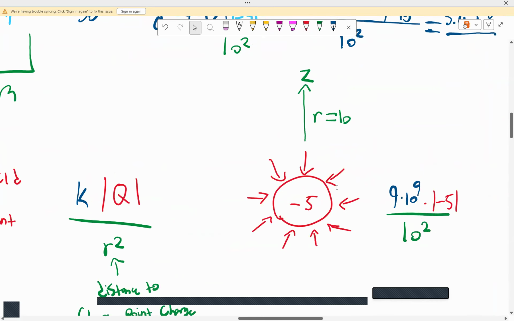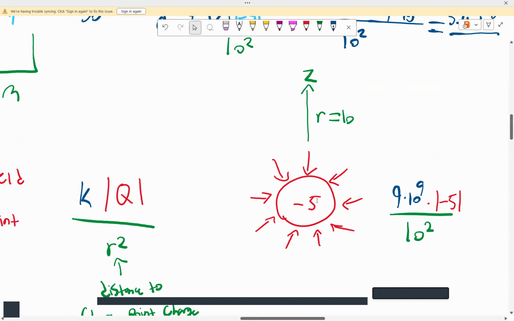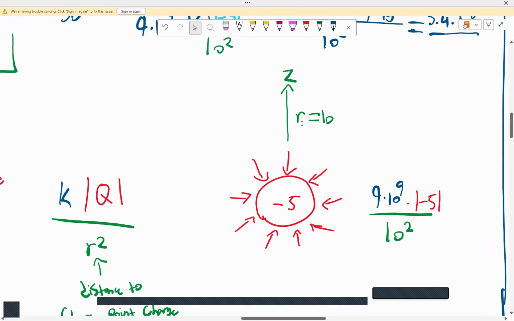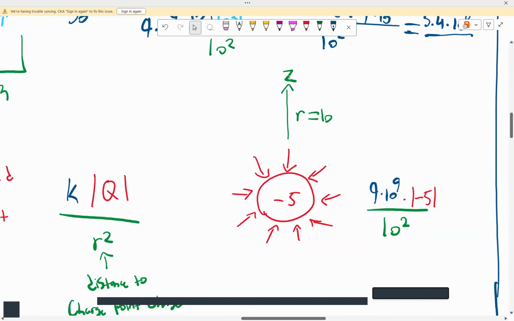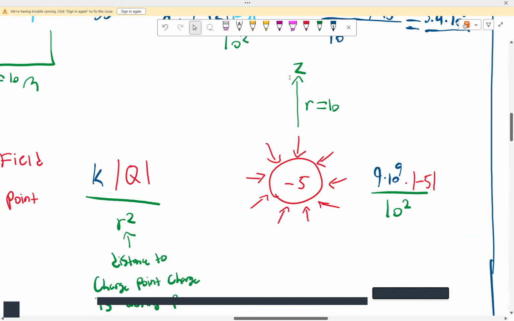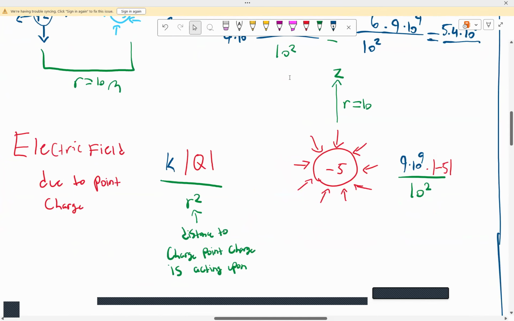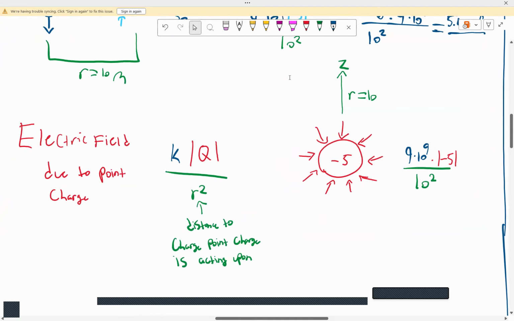Remember, -5 is a pretty big value for a point charge. So it has a lot of electric field lines pointing inwards, and it's negative, so they're pointing inwards, not outwards. And this would be 9 times 10 to the ninth times the absolute value of -5 over 10 squared. Then over here I have R equals 10, and Z is just some charge that we don't really care about. We just care about the electric field lines for the source charge, just to see how powerful they are.